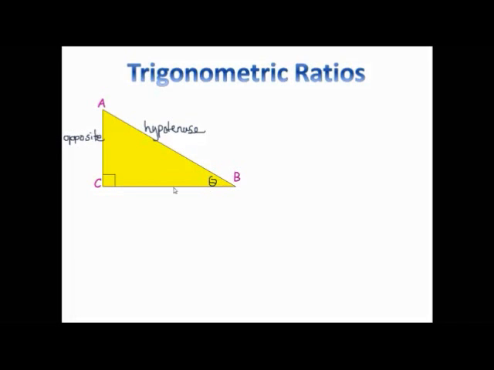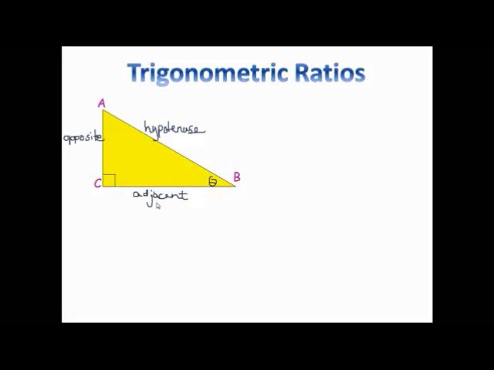Okay, and the last side is going to be the side that is just touching the angle that's marked, and it's in between the right angle and the marked angle. So that's this side here, and that's called the adjacent side. Okay, so we've got our three labels here: the opposite side, the hypotenuse, and the adjacent side.